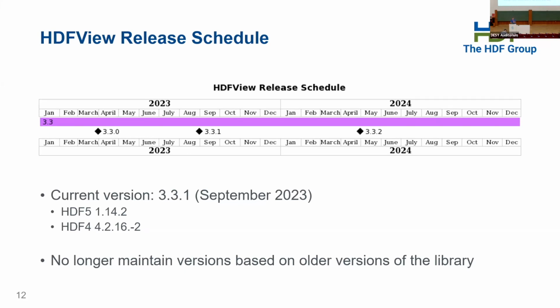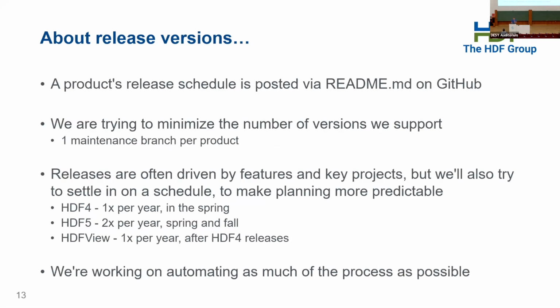So we no longer maintain versions that are based on like 1.10 or 1.12 or anything like that. It'll come out every year after the HDF4 release. So the product release schedules for every product that we have are posted via the README on GitHub. We're trying to minimize the number of versions we support, which is why I'm getting rid of all these older branches that we don't really need to support anymore.